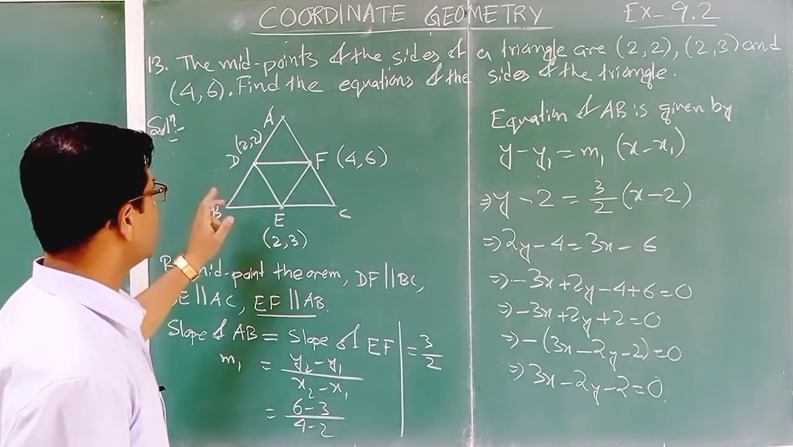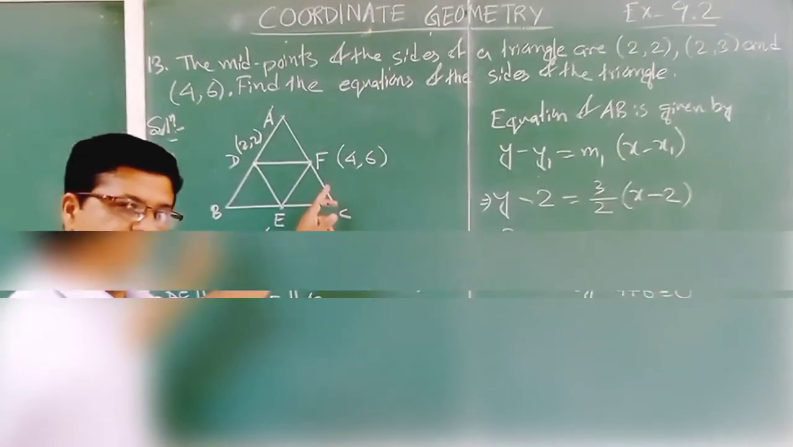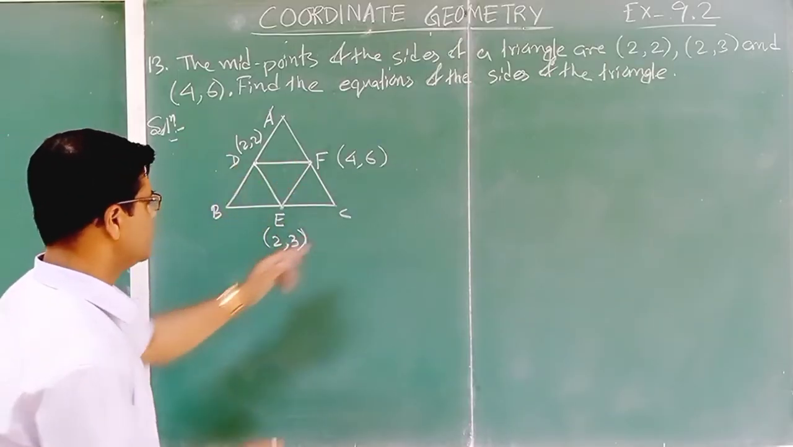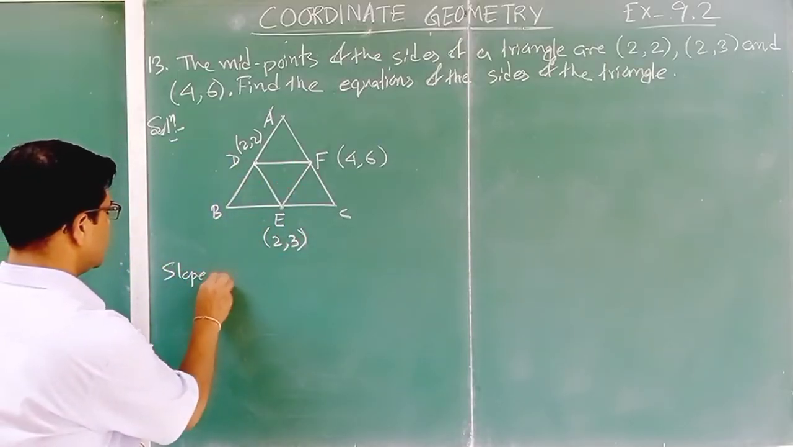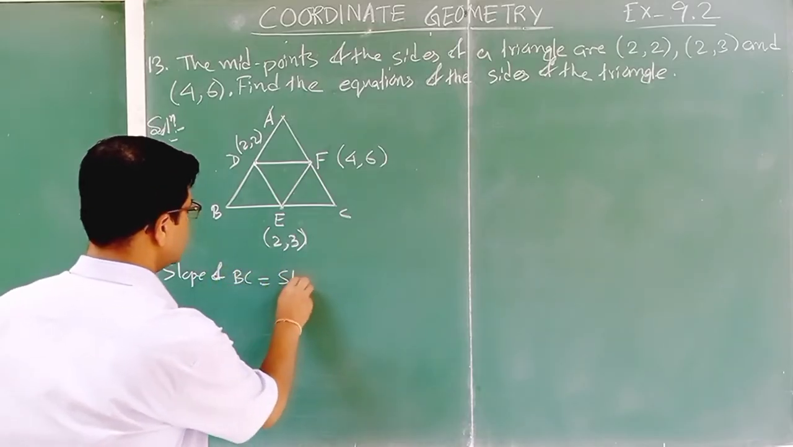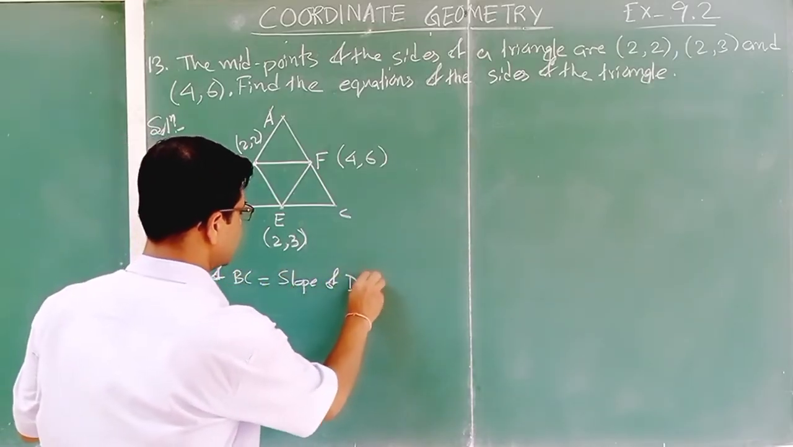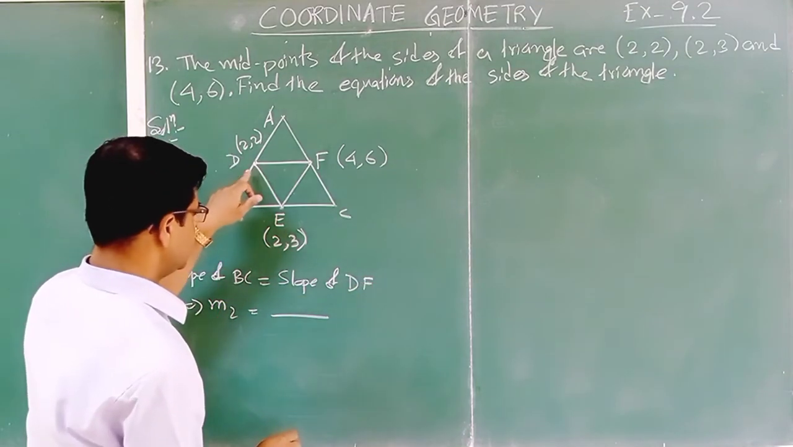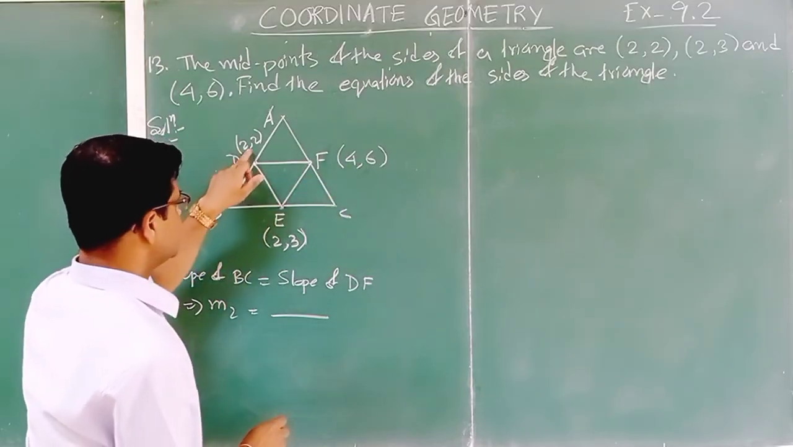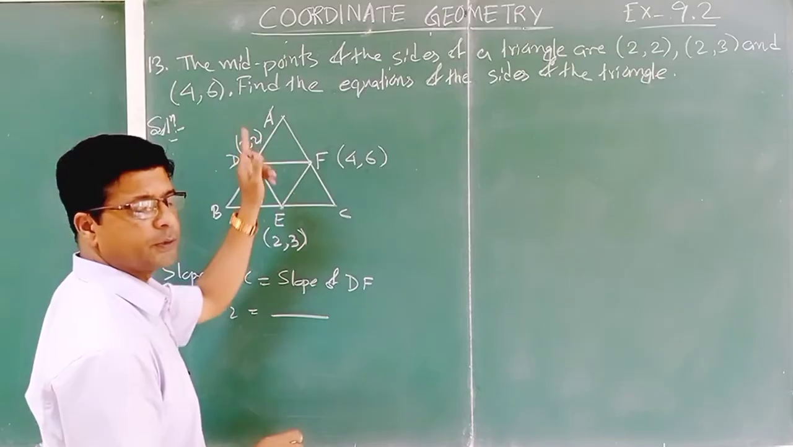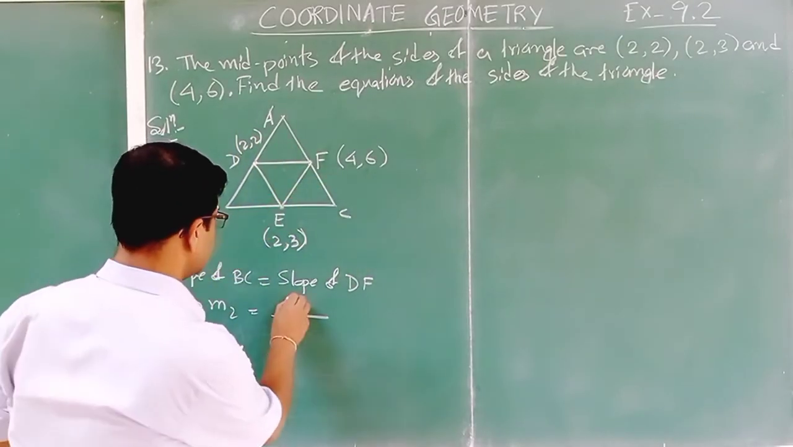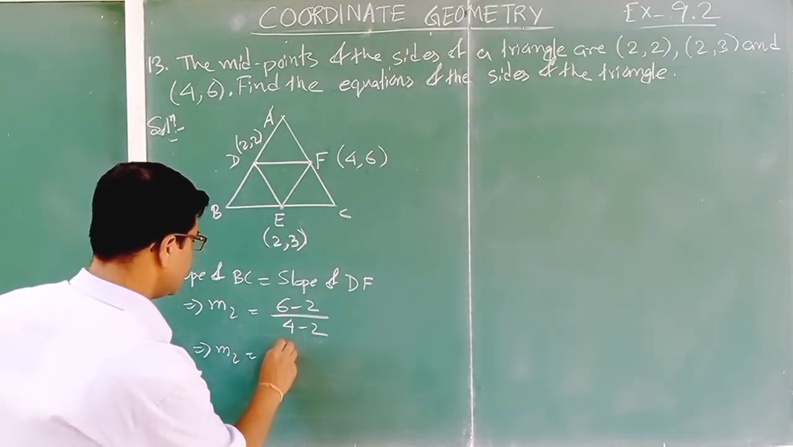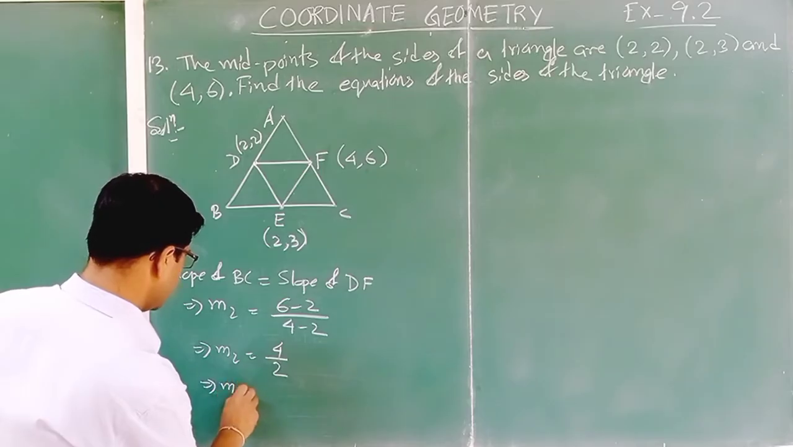In a similar manner we have to find the equation of BC and the equation of AC. Let's find the equation of BC. Here, as DF and BC are parallel, the slope of DF is equal to the slope of BC. This is M2. We know the formula: with x1, y1 and x2, y2, it is y2 minus y1 divided by x2 minus x1. So 6 minus 2 over 4 minus 2, which is 4 by 2. So M2 is equal to 2.